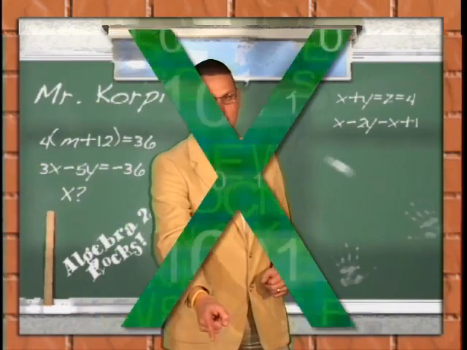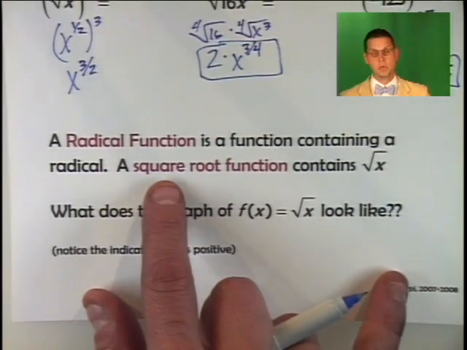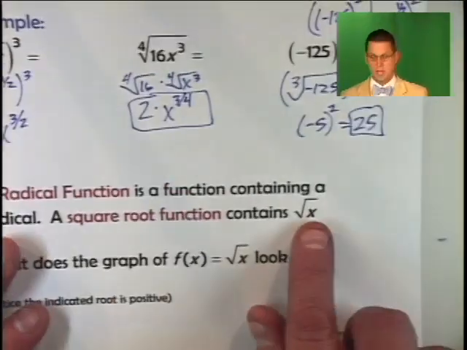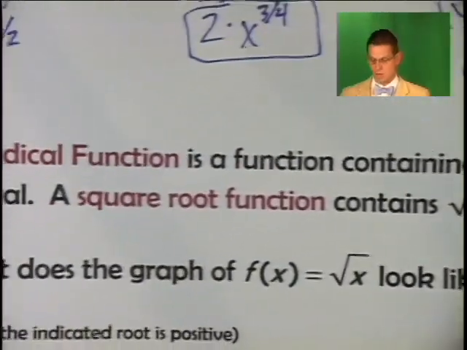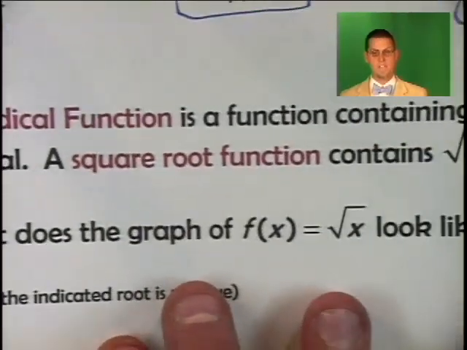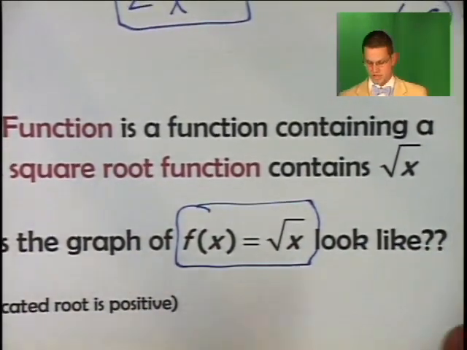Back to the math. Okay, so let's go ahead and look at what a radical function is. A radical function, as you might imagine, is just a function that contains a radical expression in it. And we're going to be looking primarily at the square root function, which is a root index of 2, and it's going to contain a radical, a square root of x. All right, now, what does the graph of f of x equals the square root of x, which is the function form, what does it look like?